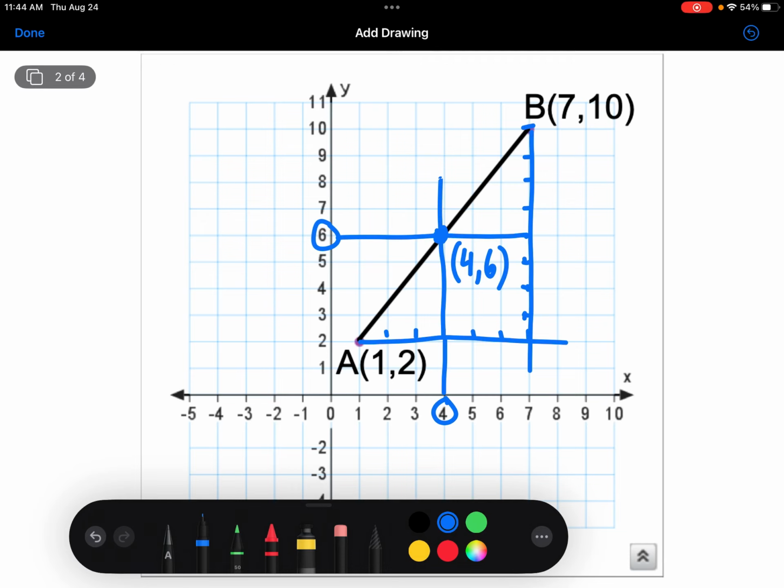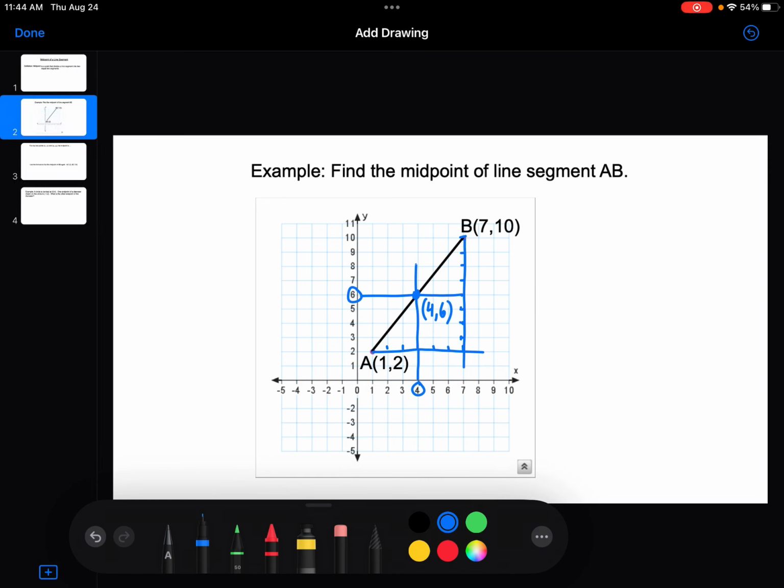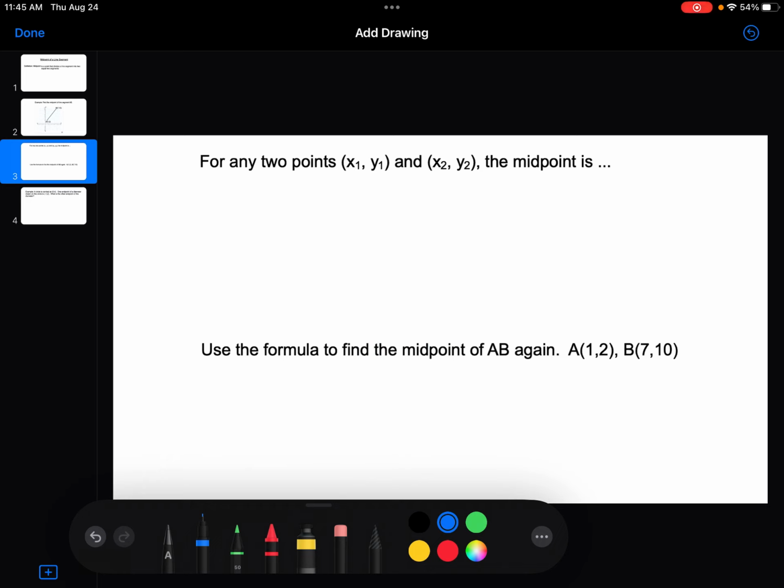So finding the midpoint, you can do it graphically and actually draw it out and count. Sometimes, depending on your numbers, you might be between boxes, but typically this is a good way to find it. The only issue is, what if we run into numbers that are very complex? Well, the midpoint then is just going to be the average of two numbers.